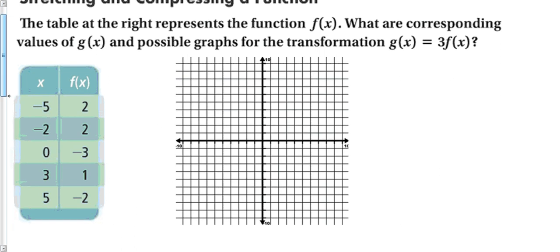So with this function right here, x and f of x. The table down here represents the function f of x. What are the corresponding values of g of x if I want to multiply f of x by 3? So let's figure it out. Well, first, hold on. First, let's graph f of x. Okay, we'll do it in red. So -5, 2. Okay, -2, 2. 0, -3. 3, 1, and 5, -2. Okay, connecting, my function looks like that.